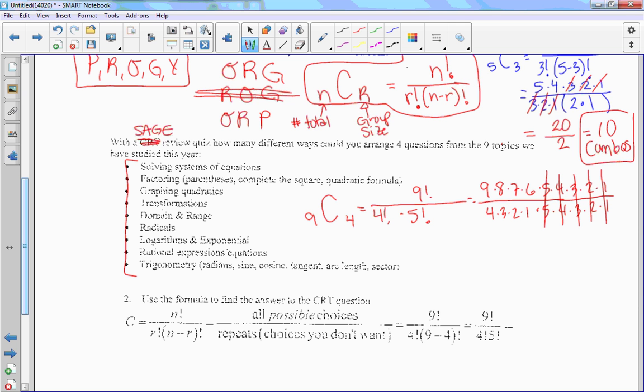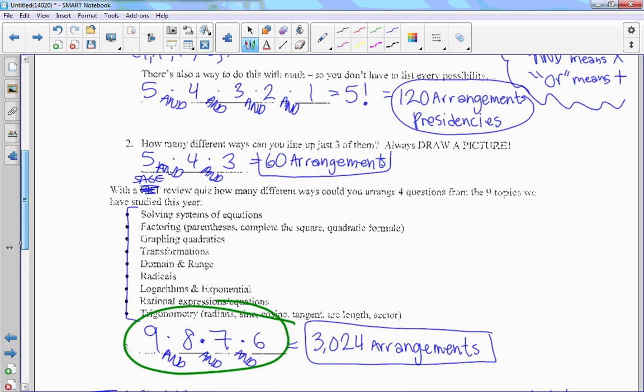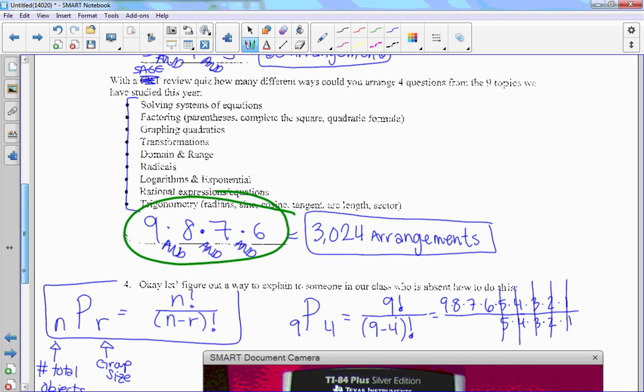An R? These are all R's. Okay, what have we seen, 9 times 8 times 7 times 6, before? On the other side is the same problem when we cared about order. We did the same problem, we cared about order. We got 9 times 8 times 7 times 6.